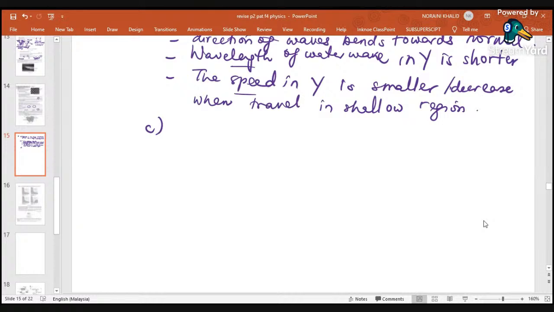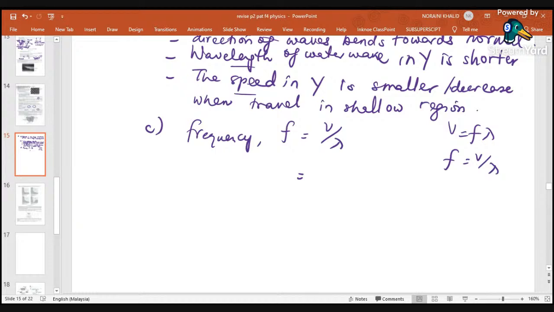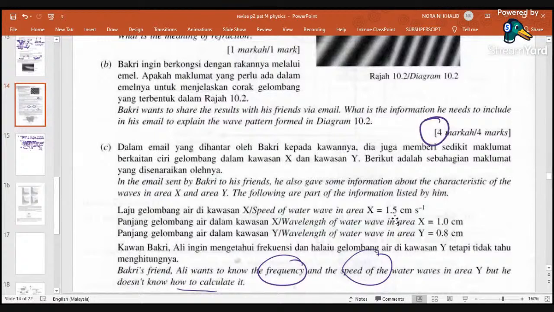Okay, so we want to calculate for frequency f from the formula v equals f lambda, so f equals v divided by lambda. So in region Y, you can see given the speed equals 1.5, the wavelength is 0.8 centimeter. Speed in area X is 1.5, wavelength in X is 1.0 centimeter.